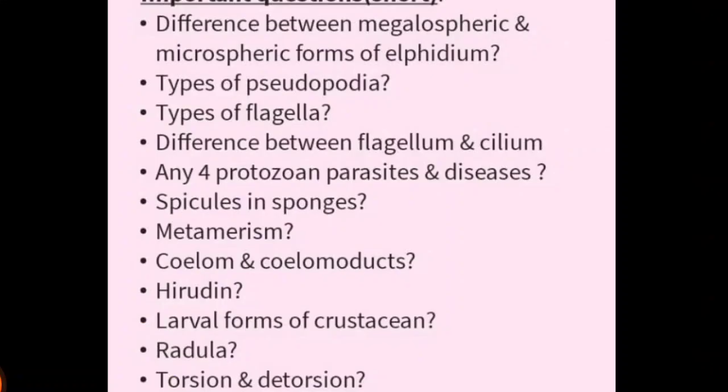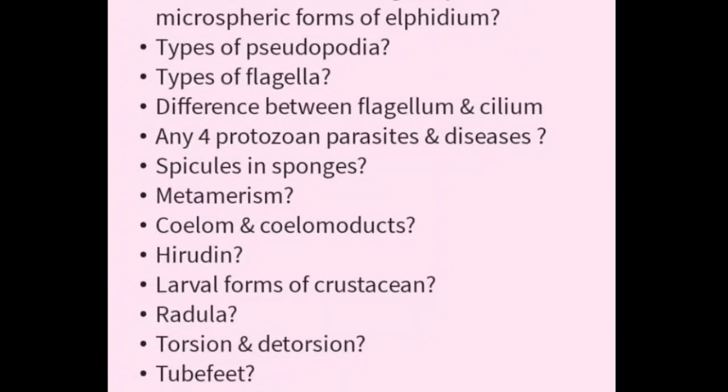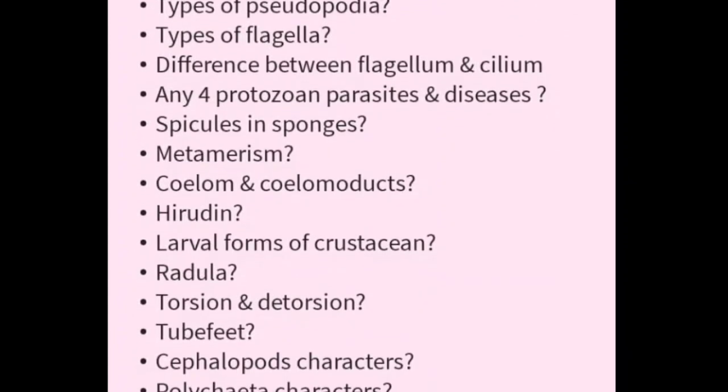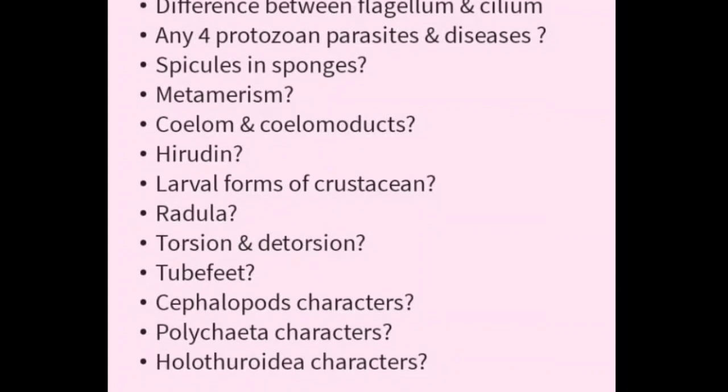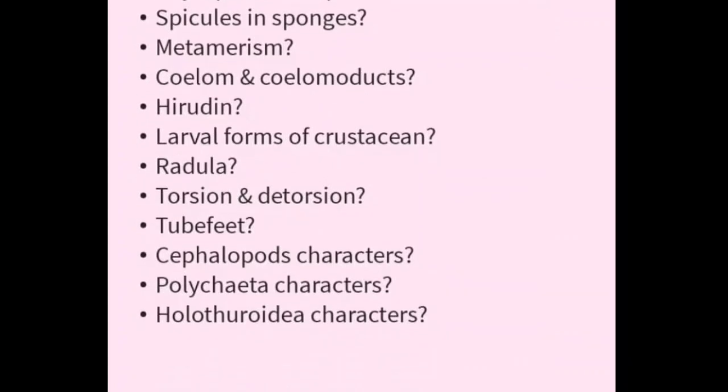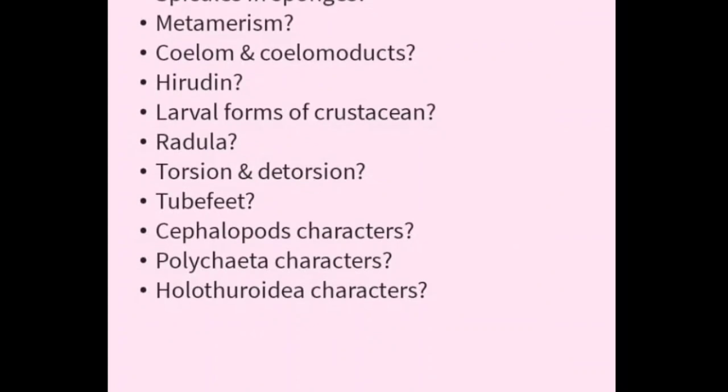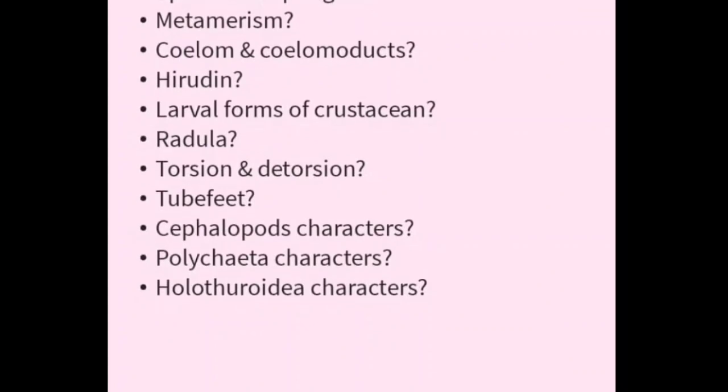So the first question is difference between megalospheric and microspheric forms of Elphidium, types of pseudopodia, types of flagella, difference between flagella and cilium, any 4 protozoan parasites and diseases, spicules in sponges, metamerism, coelom and coelomoducts, hirudin, larval forms of crustacean, radula, torsion and detorsion, tube feet, cephalopod characters, polychaeta and holothuroidea characters.